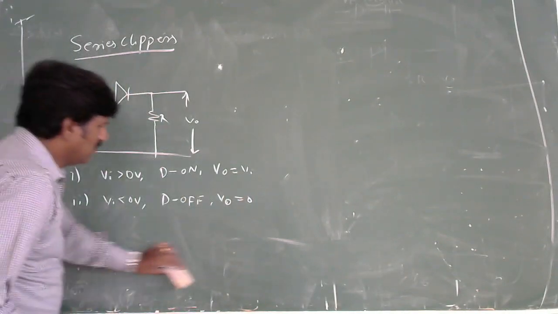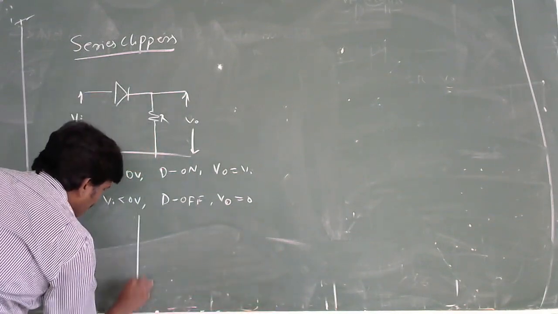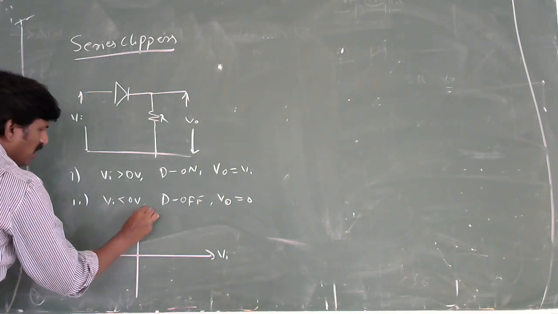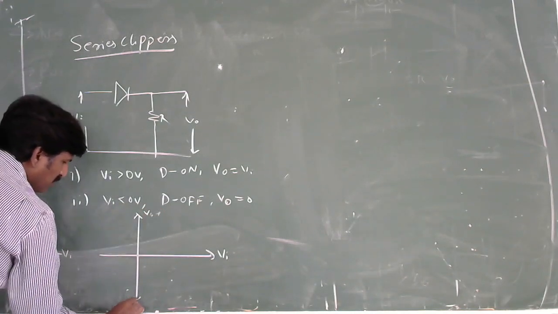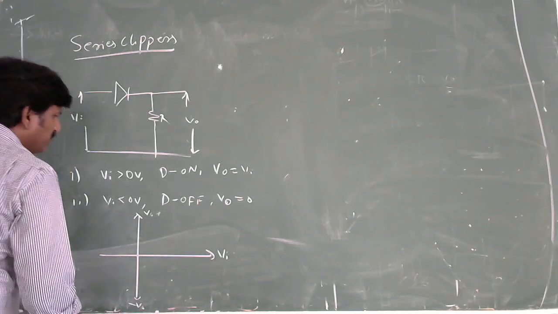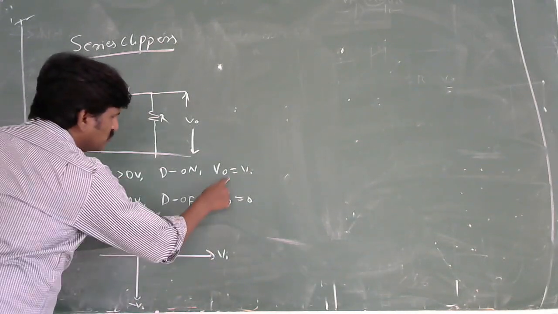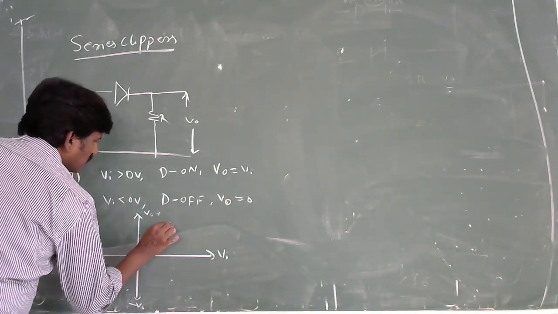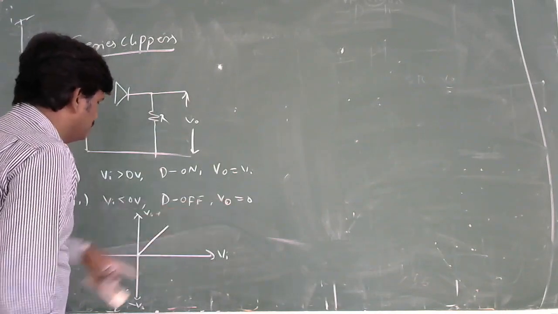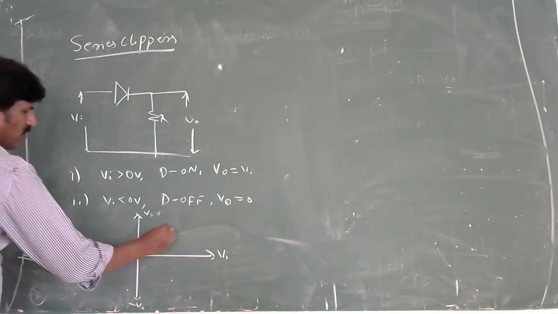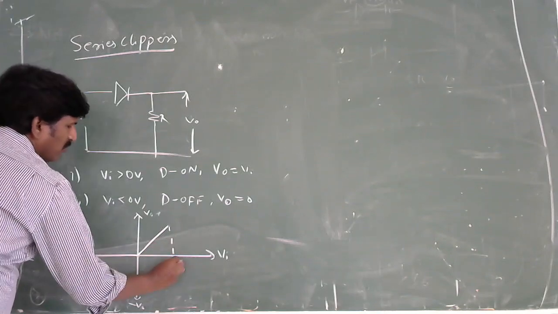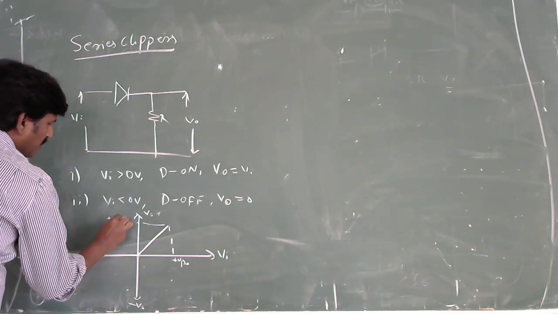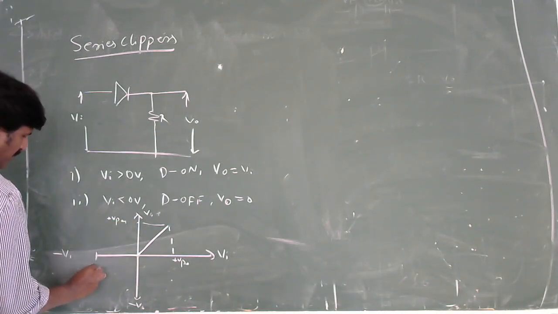Then we have to draw the transfer characteristics of this one. We take Vi positive and Vi negative, and V0 positive and minus V0. When Vi is greater than 0 volts, the output is equal to the input. And when Vi is less than 0 volts, the output is equal to 0 volts. This one is the positive peak, and this one is the negative peak.